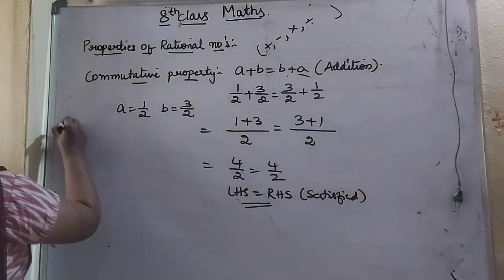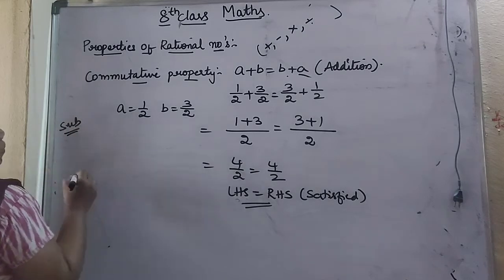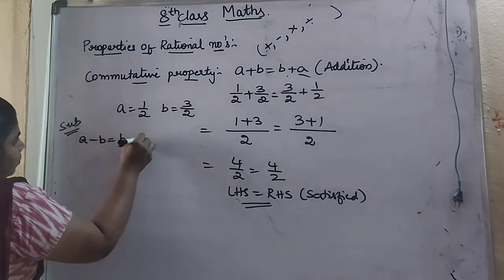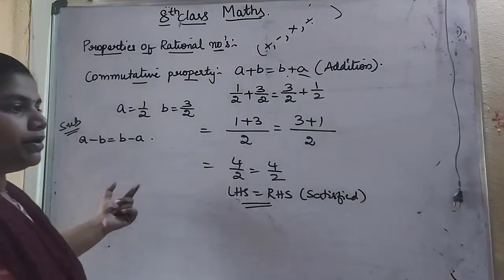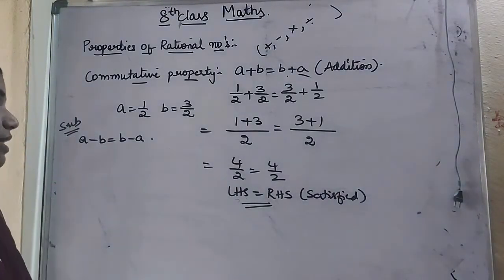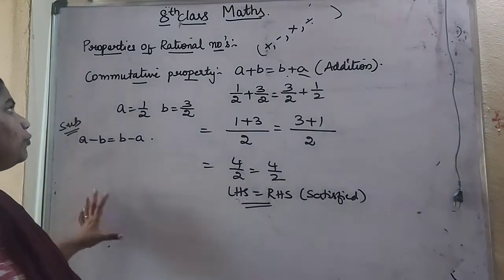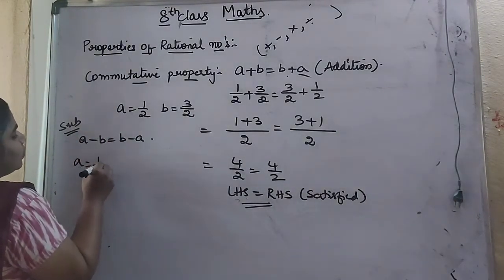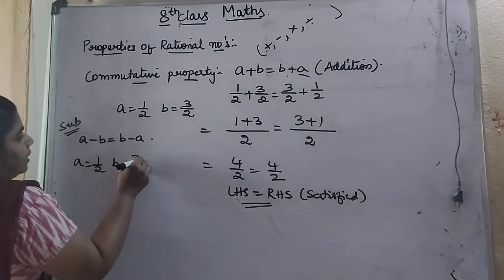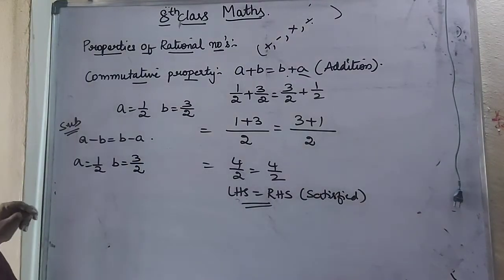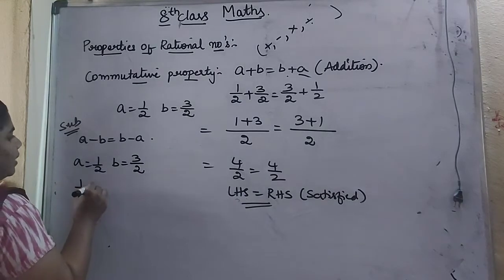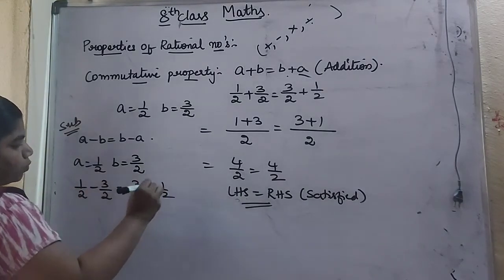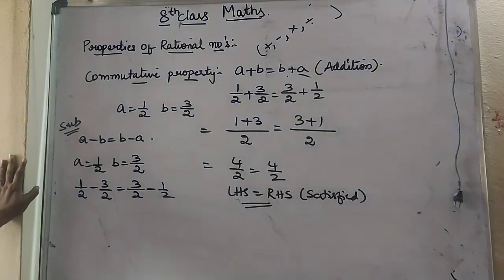Now we will check for subtraction. What is the general form? a minus b is equal to b minus a. Both LHS part and RHS part answers should be same, then only the commutative property will be satisfied. So here a value again I am taking as 1 by 2, and b value is 3 by 2. Now here 1 by 2 minus 3 by 2 is equal to 3 by 2 minus 1 by 2. I have just substituted the values.